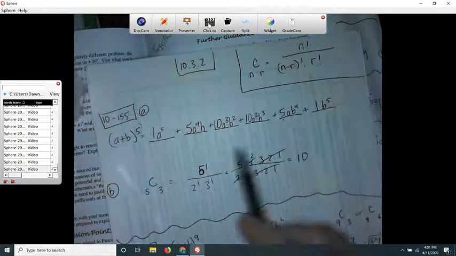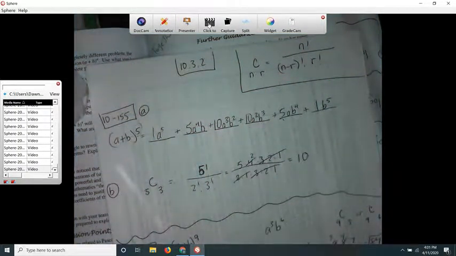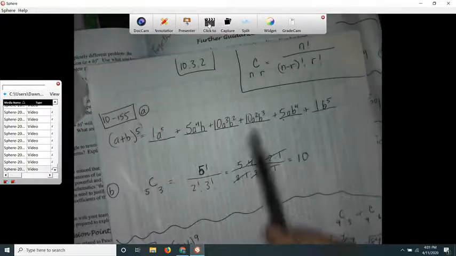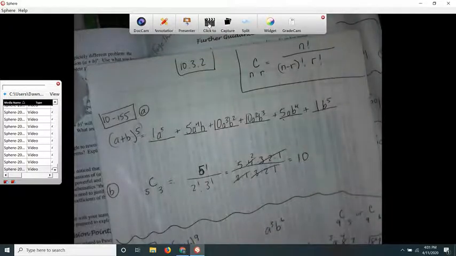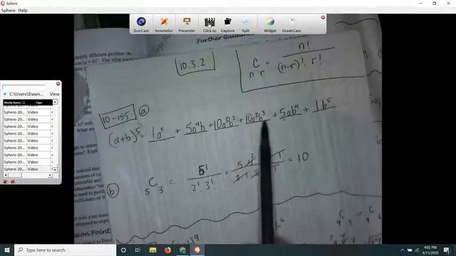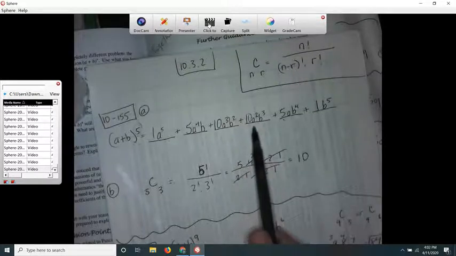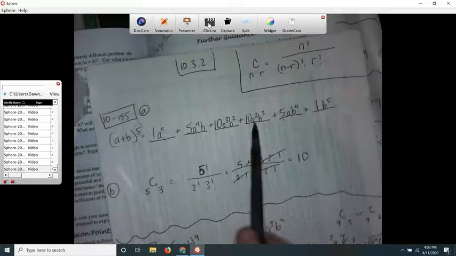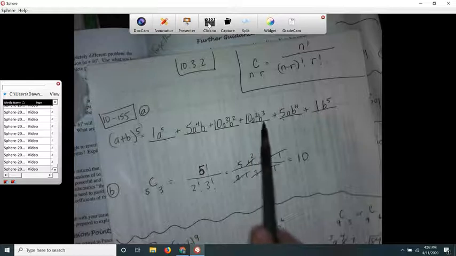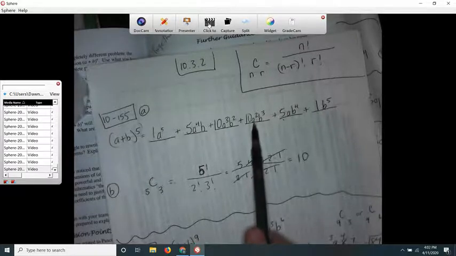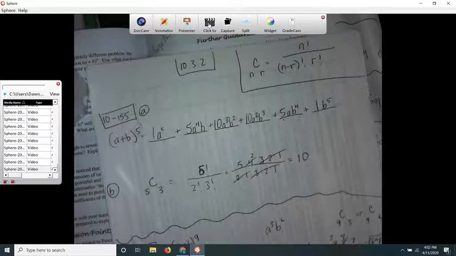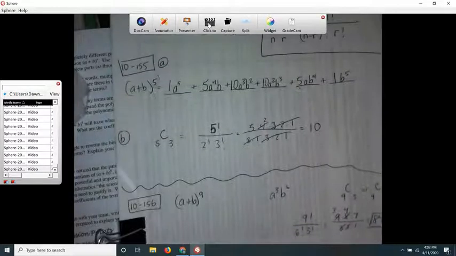So you'll notice these are both 10s. I could have taken the combination of 5 things taken 2 at a time, and I would have gotten the same number, because I could have just said I'm taking the number of A's in this one. Well, it would be 2 at a time. There's 2 A's. So that's letter B.